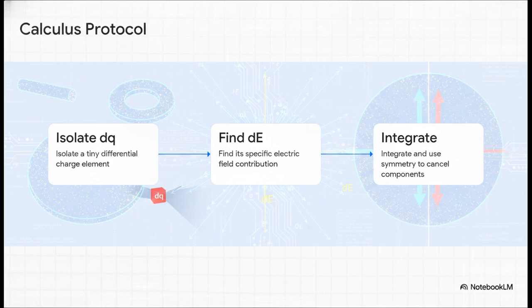To map the field of these continuous shapes, we run a digital calculus protocol. We mentally isolate a tiny microscopic sliver of charge on the object. We call it dq.